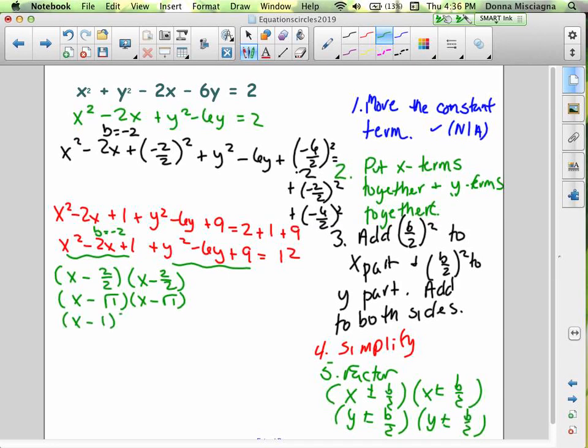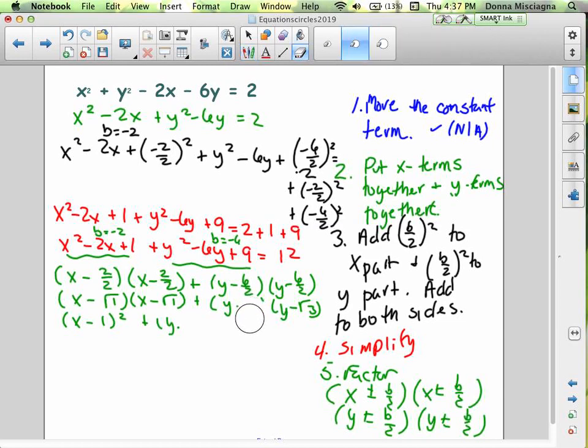And since there's 2 of them, squared. For the y's, we would have y minus 6 divided by 2, because b is negative 6. And y minus 6 divided by 2, or if you like using square root, then it would be y minus the square root of 3, y minus the square root of 3. Since there's 2 of them, we can write it as y minus the square root of 9, I'm sorry.